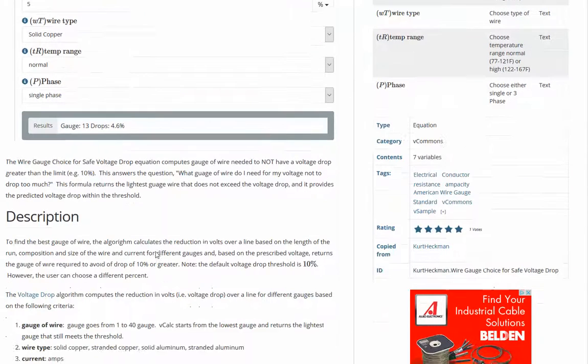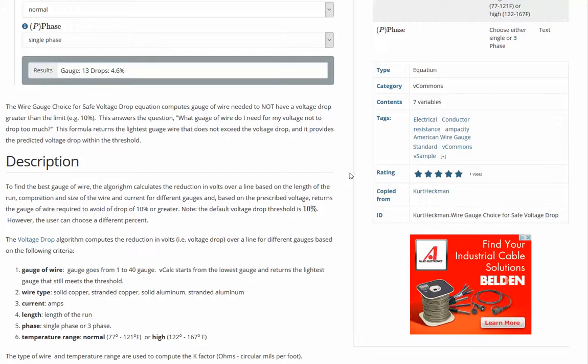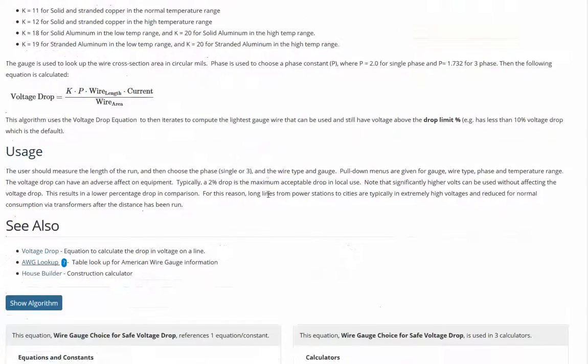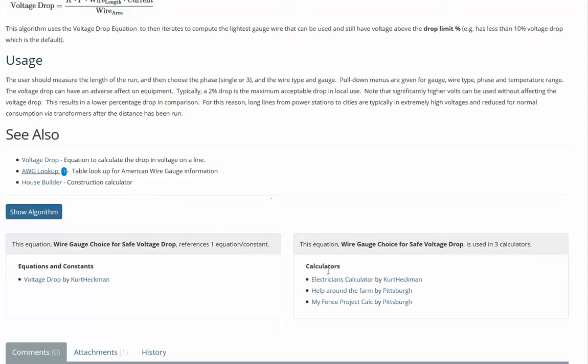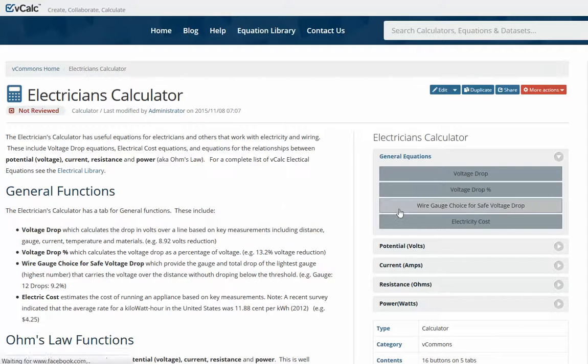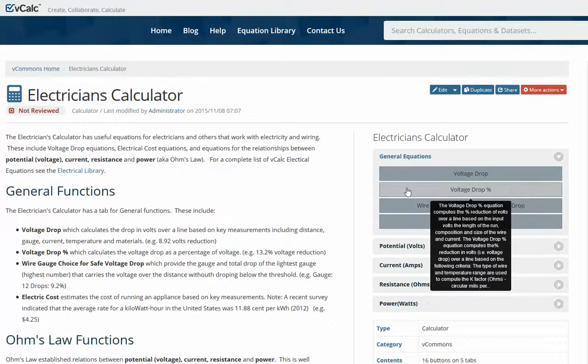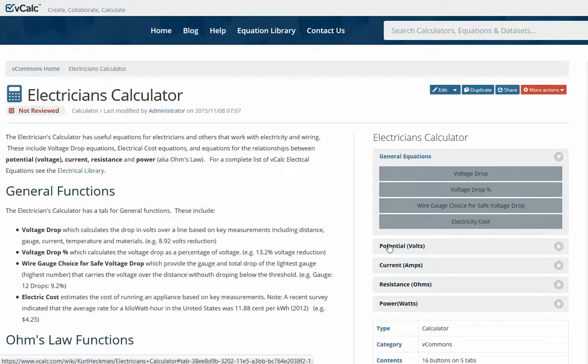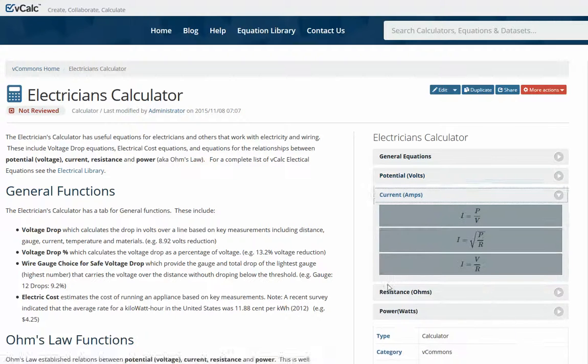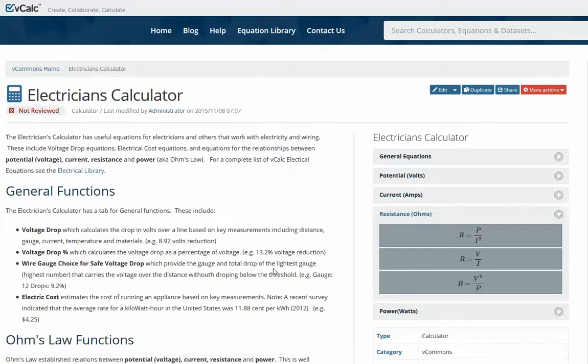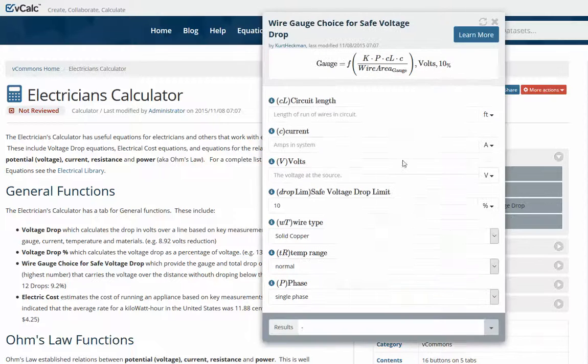If you want to see the other equations, you can certainly go to the different tags and into those categories, or you can go to the bottom and see the different calculators. So you can go to the electrician's calculator, for example, and you can see this equation that we just showed you and the voltage drop by percentage and several other useful formulas for doing electrical work.